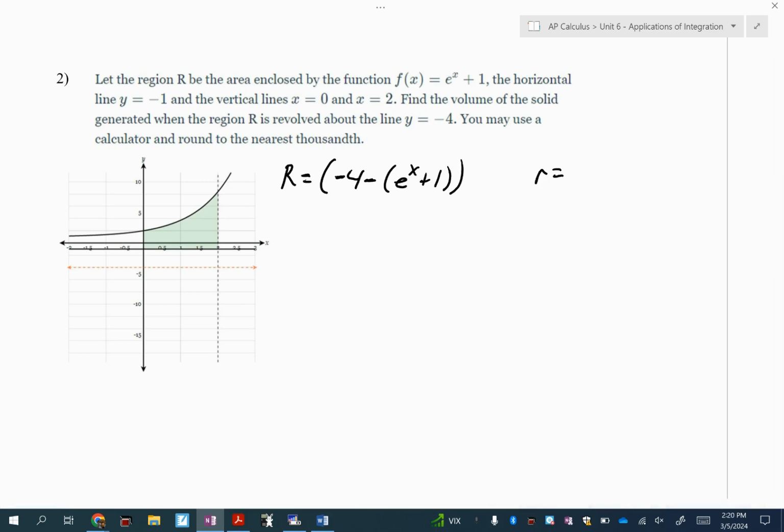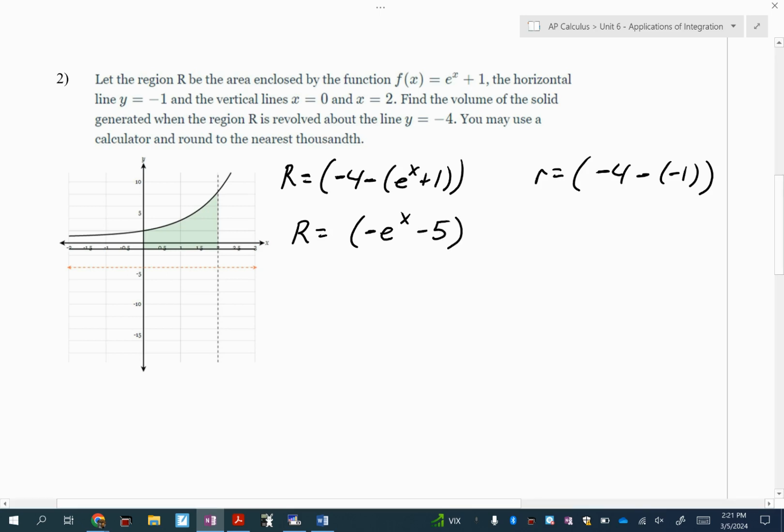Okay? Go to the other one. It's going to be -4 minus, and what is my other function? Be careful here. It's minus -1, right? y equals -1. So just be careful there if you want to clean it up. All right, when I do this subtraction, I get the opposite of e to the power of x. What is -4 minus 1?